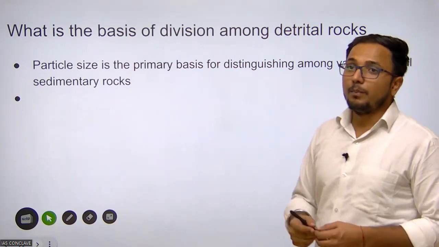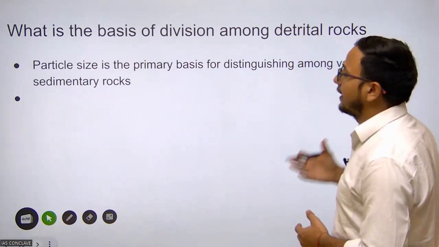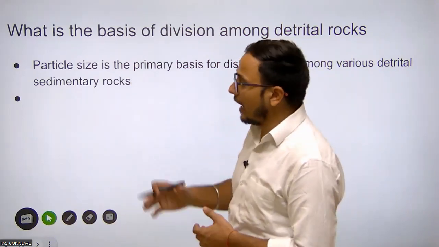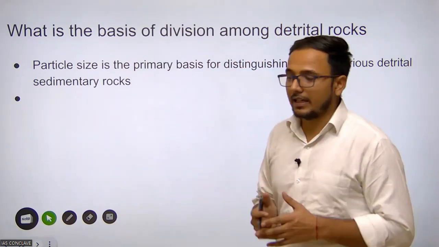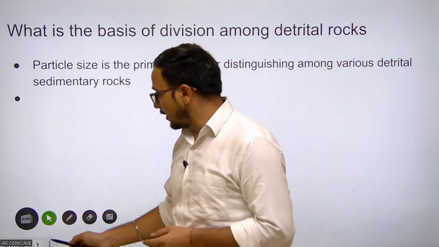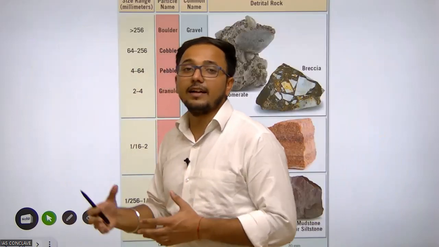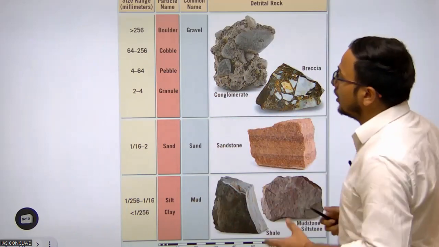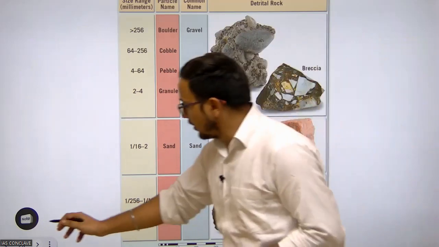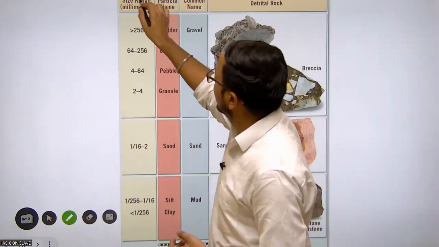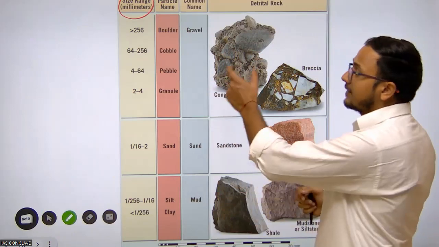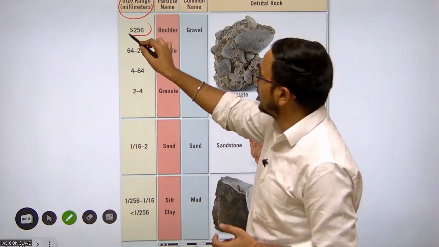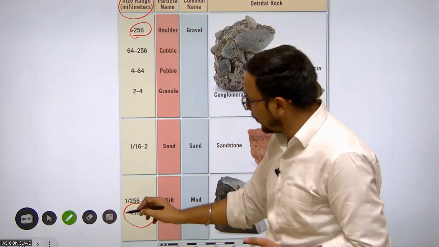Now, what is the basis of division among the detrital sedimentary rocks? How can we divide the detrital sedimentary rocks? These are divided based on the particle size. Based on the particle size, we can classify the detrital sedimentary rock, and we can understand these through our chart. Here, this column will tell you the size range of the particles, and this size range is from 256 to 1/256.